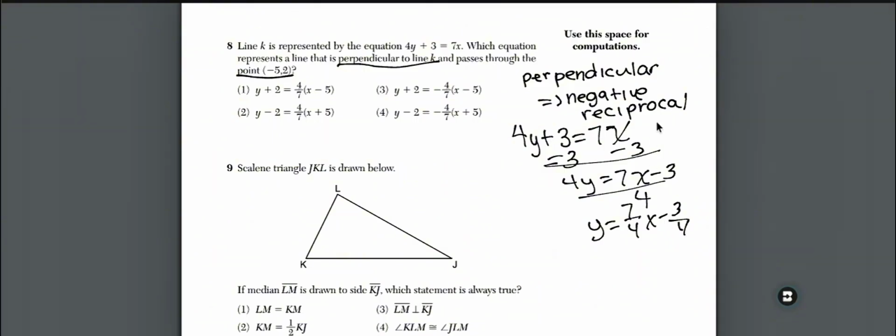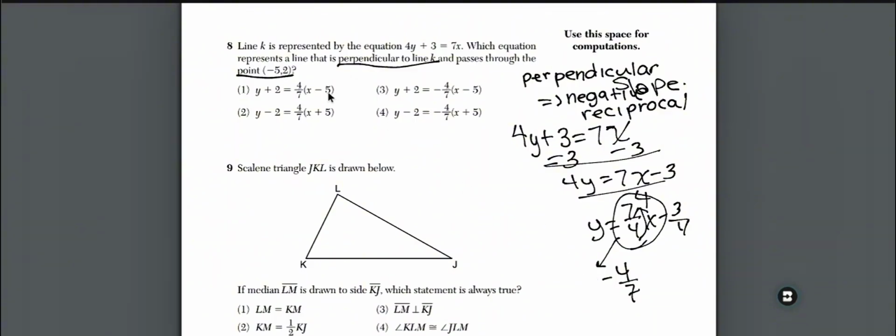What is my main concern? My slope. Because in order for a line to be perpendicular, the slope must be a negative reciprocal. So the negative reciprocal of 7/4 is going to be negative 4 over 7. I flip it and I negate my slope. So again, if your slope is positive, it becomes negative. If your slope is negative, it becomes positive.